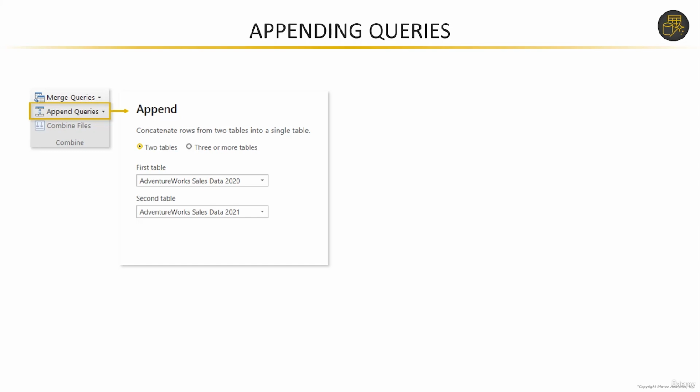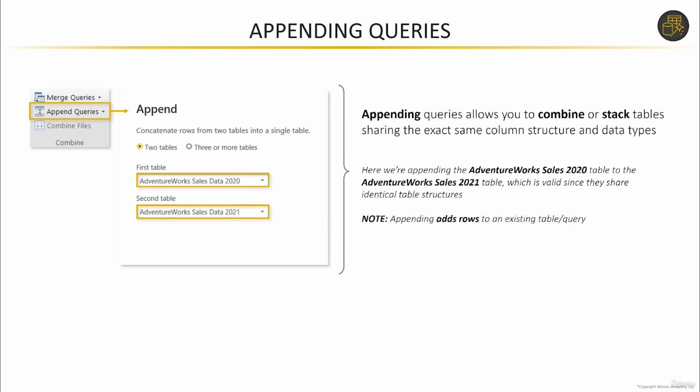Now, both merging and appending are similar in that they're adding information to an existing table, but they're different in that merging is adding columns and appending is stacking rows. So basically, appending queries allows you to combine or stack 2 tables, assuming that they share the exact same column structure and data types. So that's super important to keep in mind. Same structure and same data types.